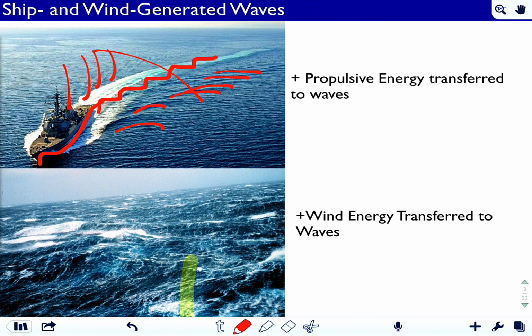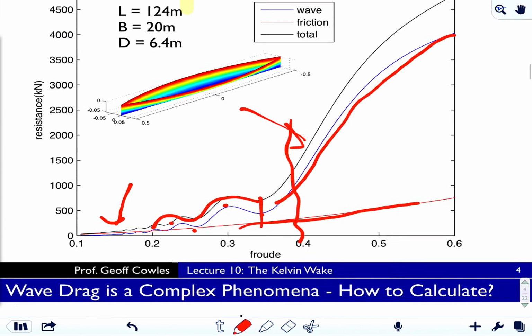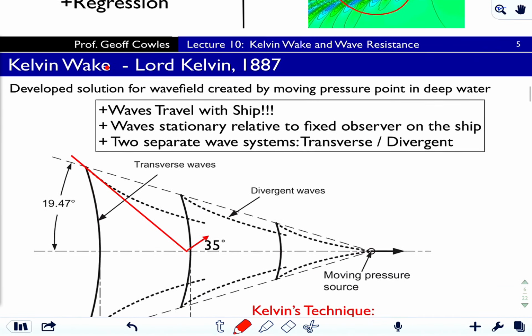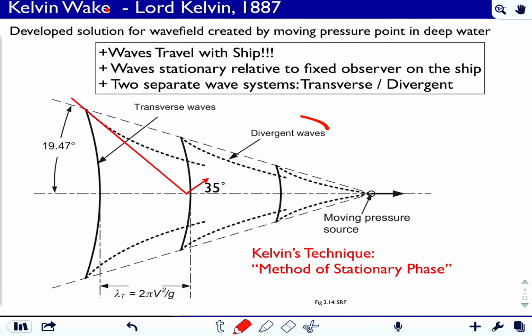So there are two types of waves, and we're going to distinguish those wave trains as transverse and divergent waves. The divergent waves are these swoopy waves out here, and they live within an envelope of 19.47 degrees, and that is not dependent on the speed. That is a fixed number as long as the ship is operating in deep water.